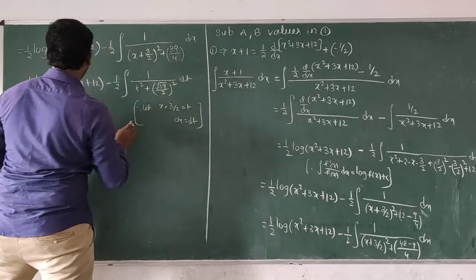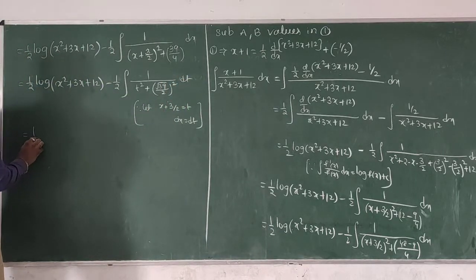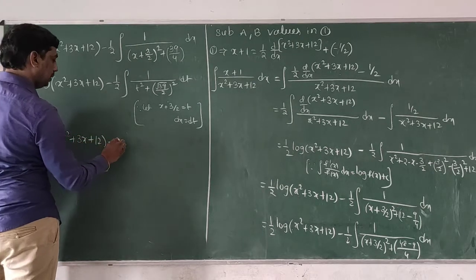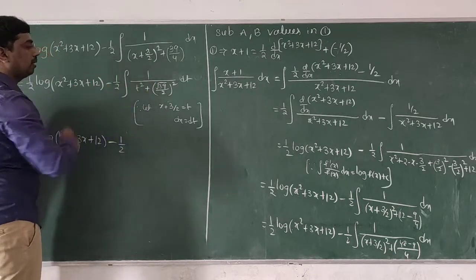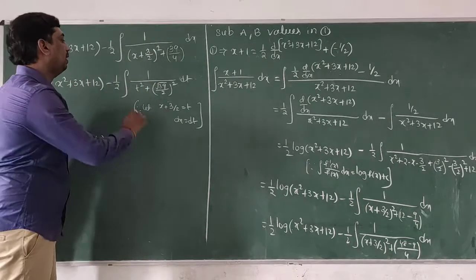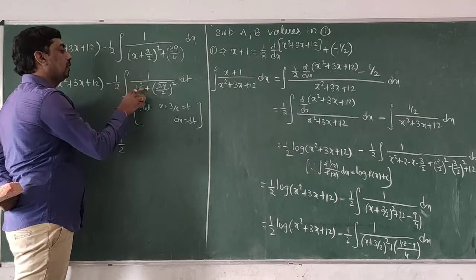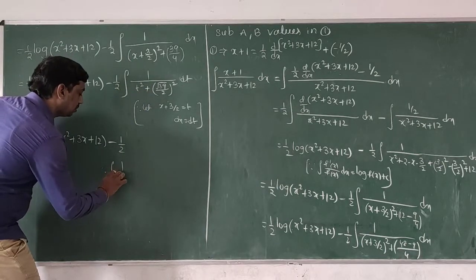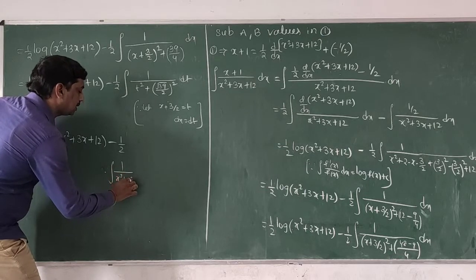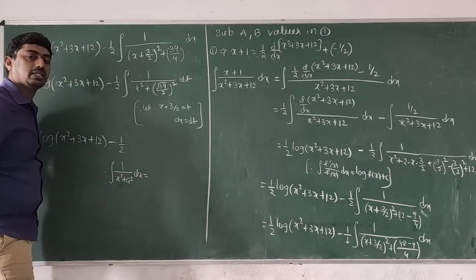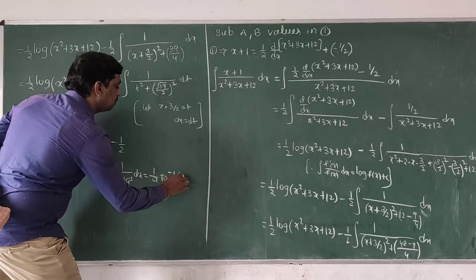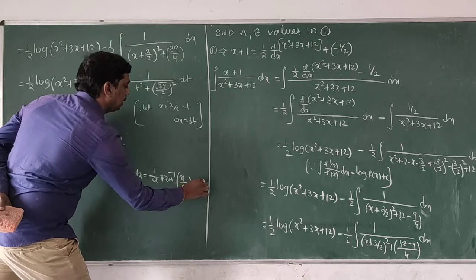Dx value dt. Good. Now 1 by 2 into log of x square plus 3x plus 12 minus 1 by 2. Now this is the form of any one? Yes, very good. This is in the form of integration of 1 by x square plus a square dx. What is the formula for this one? 1 by a tan inverse of x by a. Very good.